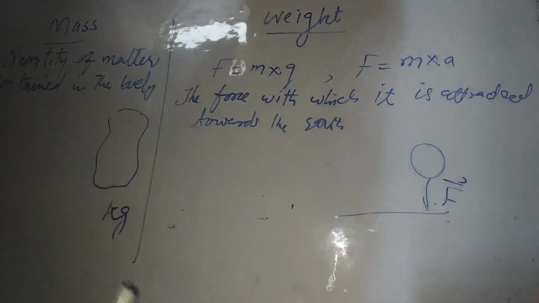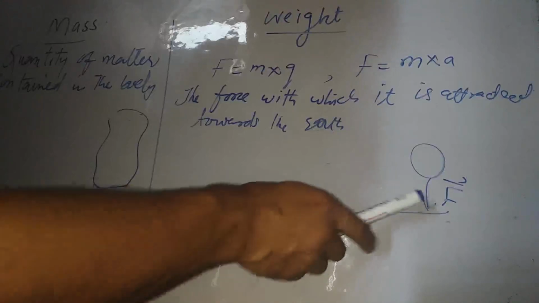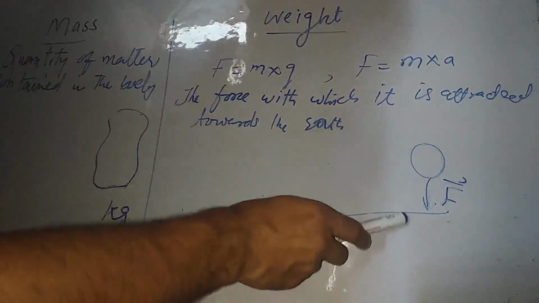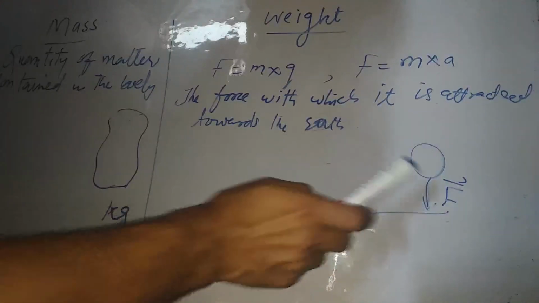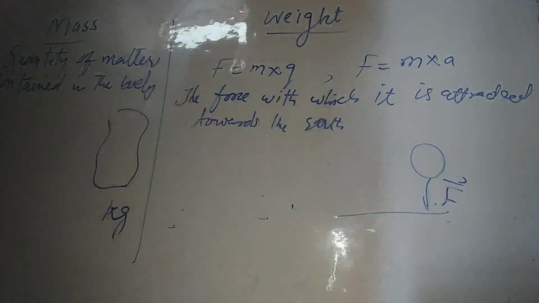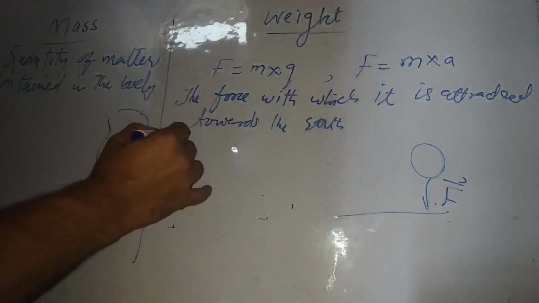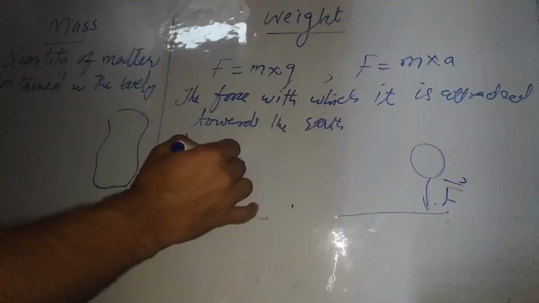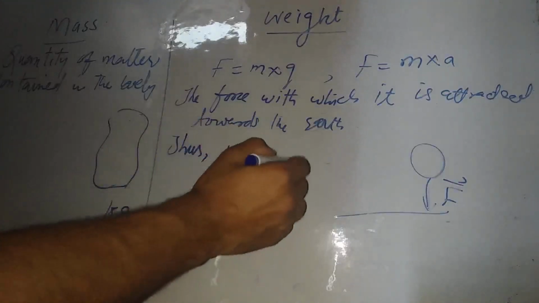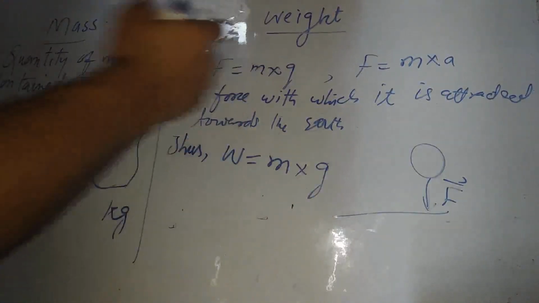ठीक है ना, हमने कहा था कि वेट ऑफ एन ऑब्जेक्ट इज द फोर्स विद विच इट इज अट्रैक्टेड टुवर्ड्स द अर्थ. ठीक है, तो इस फोर्स की जगह हम वेट ले सकते हैं. सो वी कैन से दैट W, weight, is equal to m times g. वेट भी m times g के बराबर है.